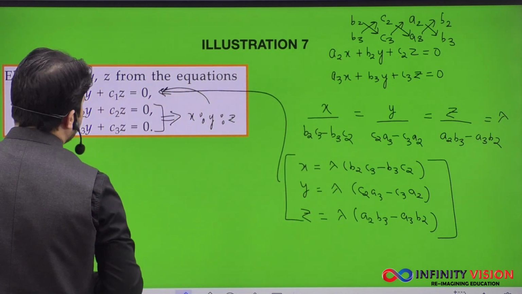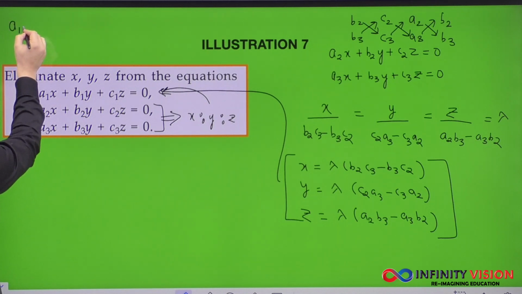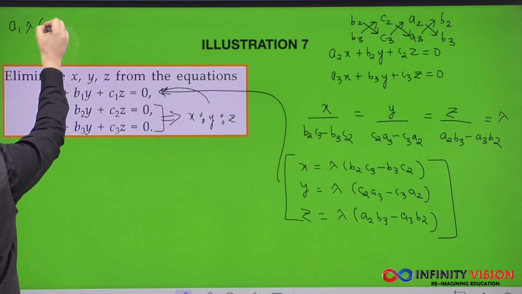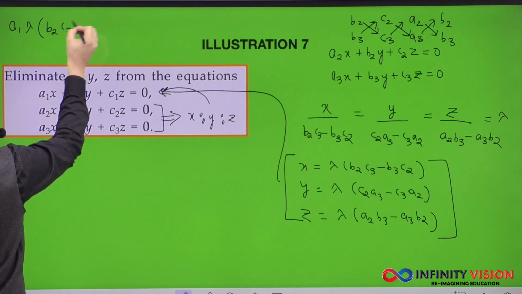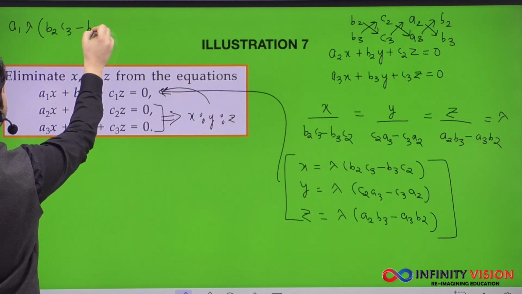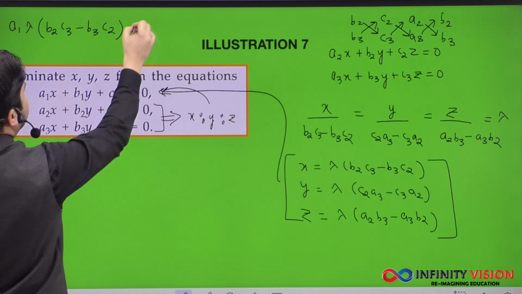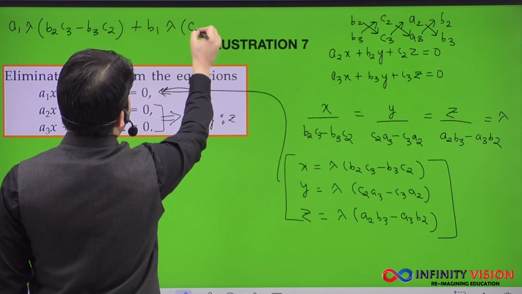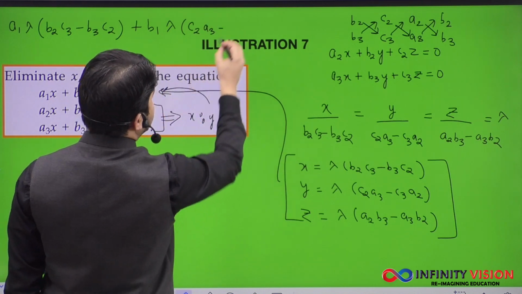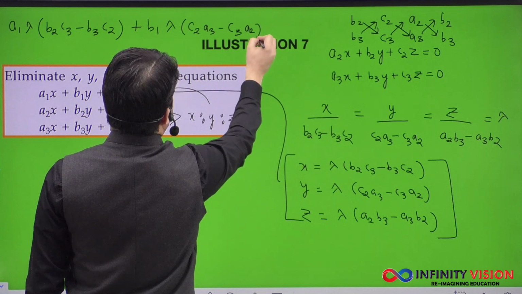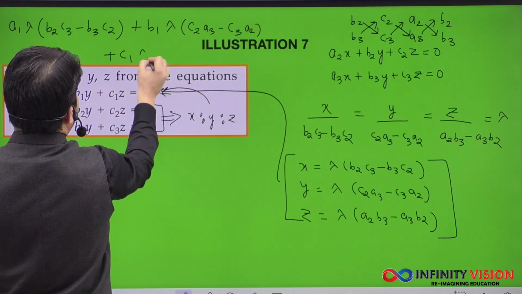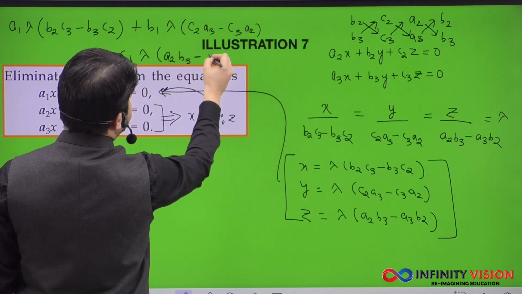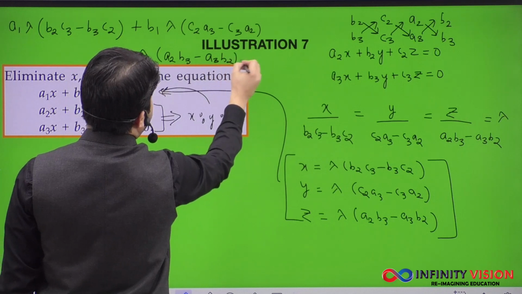the first equation. So the first equation would become a1 into lambda into b2, c3 minus b3, c2. The second term would become b1 into lambda, and what's the y? c2, a3 minus c3, a2. And the third term would be c1 into lambda, and for z you have a2, b3 minus a3, b2. And this whole story is equal to 0.